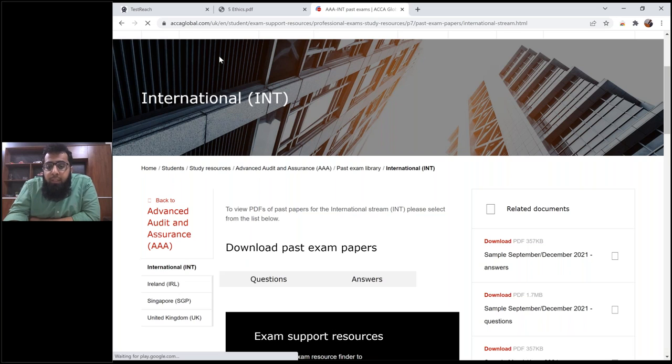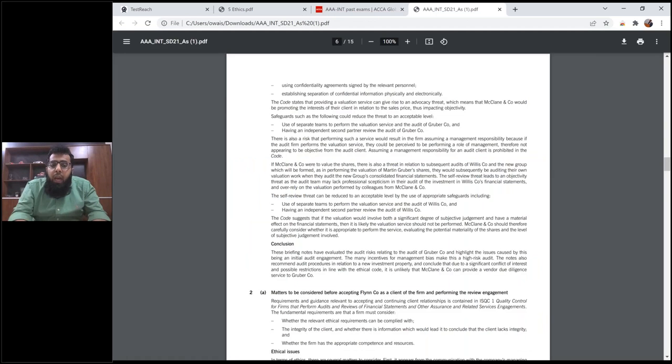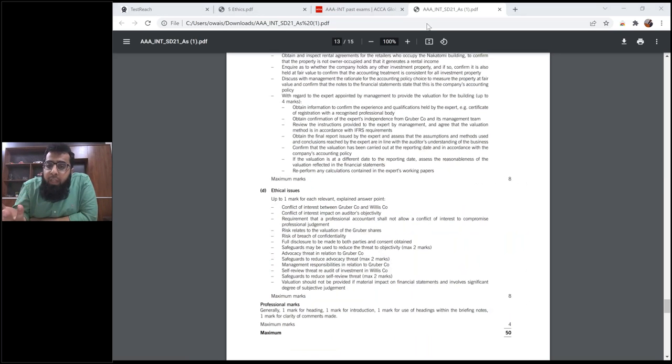Now read this marking scheme. See what the examiner is saying: up to 1 mark for each relevant explained answer point. Obviously, what you people need to understand is that for 1 mark, you will not write 10 lines. For 1 mark, you will write 2-3 lines.